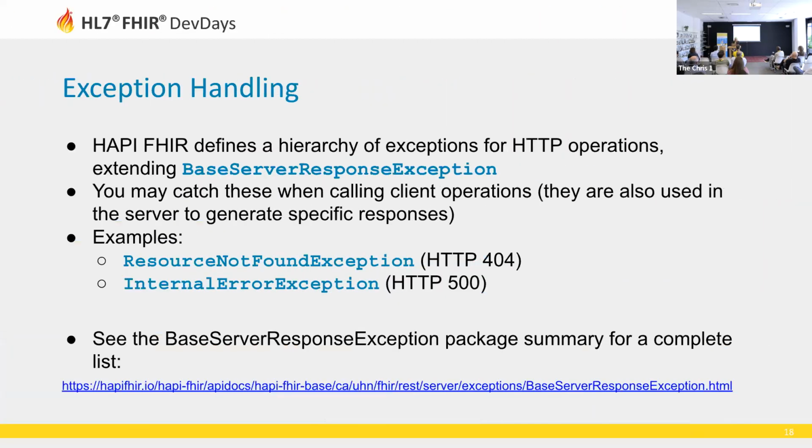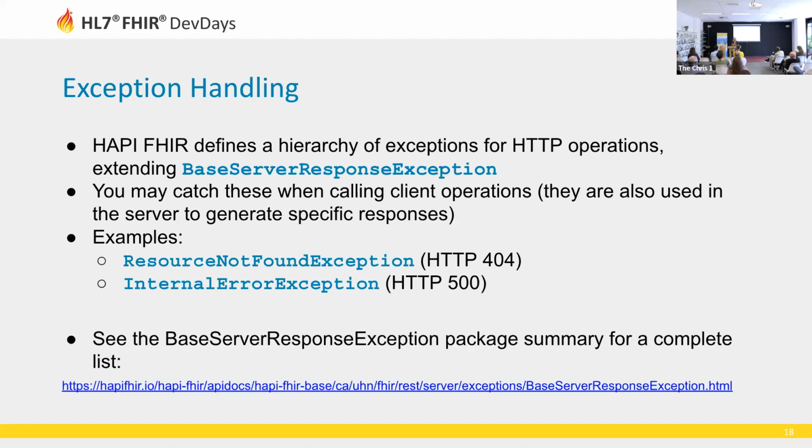Another thing to draw your attention to in HAPI FHIR, we've got a rich hierarchy of exceptions. They all extend from a class called BaseServerResponseException. There's something like 25 exception classes that all extend from BaseServerResponseException. And the reason we do that is we've got one to correspond to each of the HTTP status codes that are commonly used in the FHIR spec.